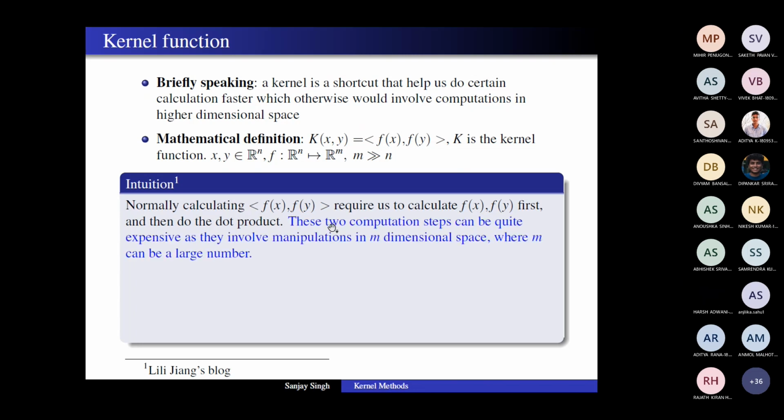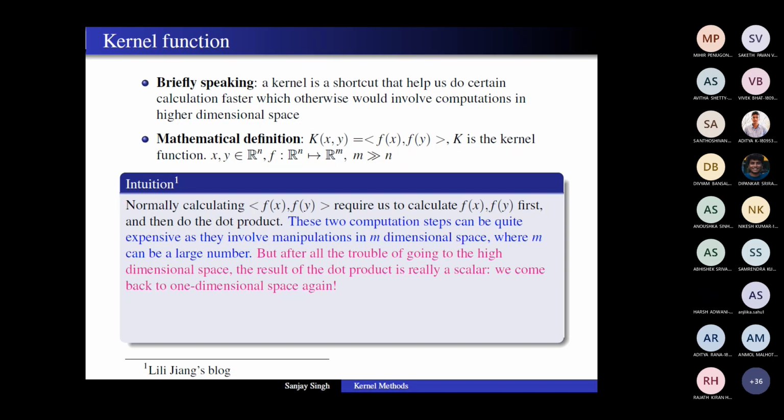Now let's see this. These two computation steps can be quite expensive as they involve manipulation in m-dimensional space, where m can be a very large number. Means first mapping, first finding the image of the vector, then finding the inner product between two images. It may be a very computationally intensive assignment.